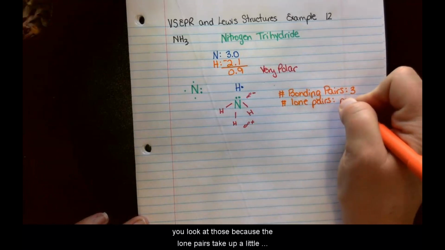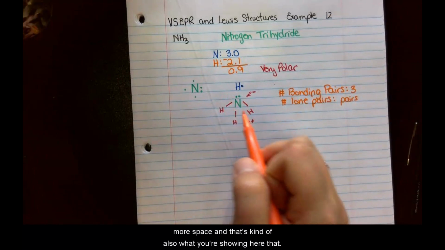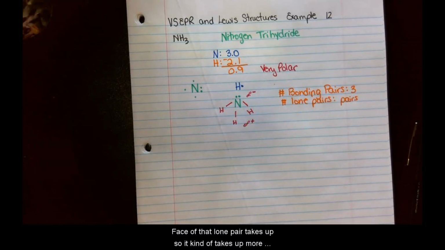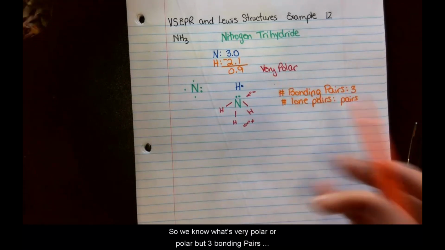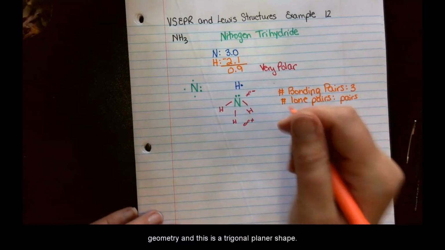And we look at those because the lone pairs take up a little more space, and that's also what you're showing here, the space that lone pair takes up. So it takes more space and bends things down. So we know it's very polar, with 3 bonding pairs and 1 lone pair. So we're going to look up our VSEPR shapes or our molecular geometry. And this is a trigonal planar shape.